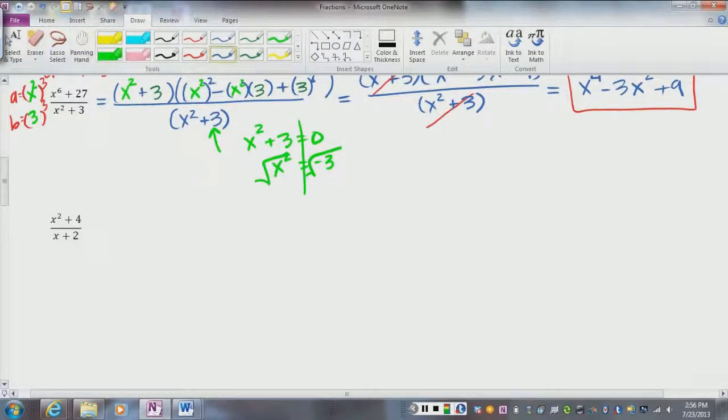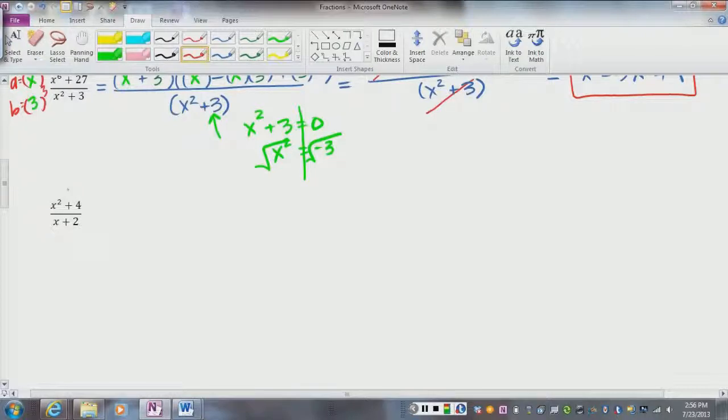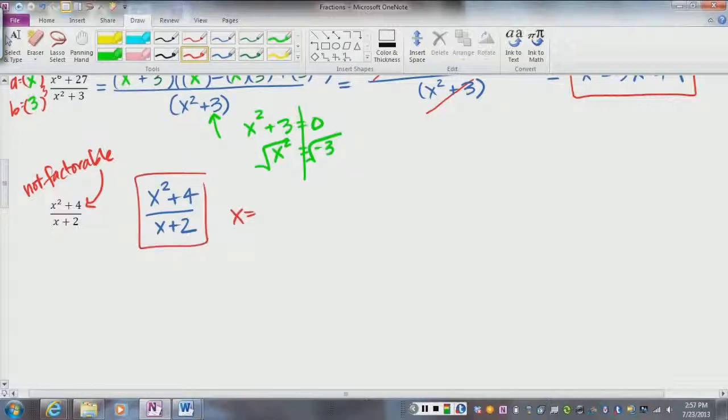I'm looking at this. Now, x squared plus 4, I want to factor that. But this is not difference of squares. This is actually sum of squares. And I can't factor sum of squares. Which means, since this is not factorable, since that's not factorable, it's already in its simplest form. So all I can do here is just say that it's x squared plus 4 over x plus 2. It's already reduced. I do have the restriction, though, that x cannot equal negative 2.